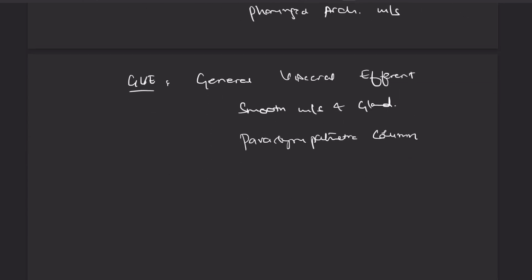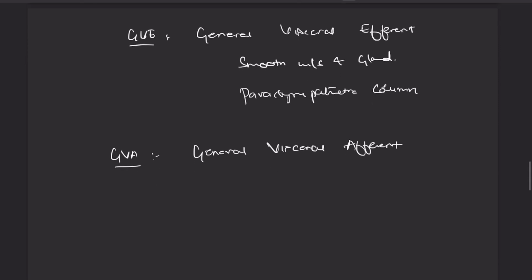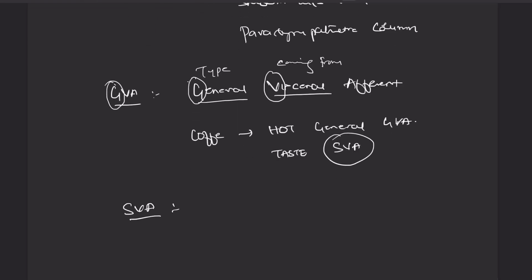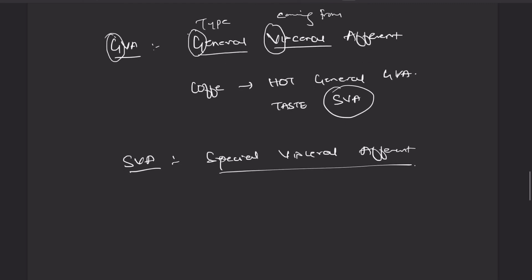Now coming to GVA, in the mirror image form. GVA is general visceral afferent. Remember, the first letter in the afferent column always explains the type of sensation, and the second letter explains where it is coming from. If you take coffee and the coffee is hot, that is the general sensation coming via GVA. If you tell the taste of the coffee, whether it is sweet or not, that is the special visceral afferent, the special sensation. SVA tells about taste.